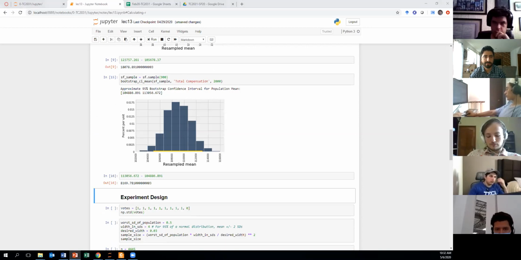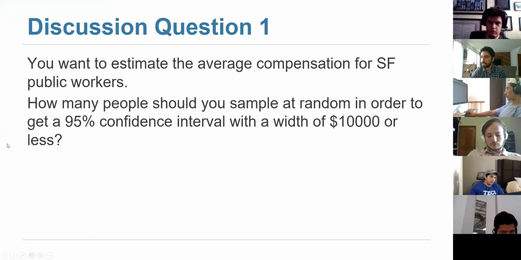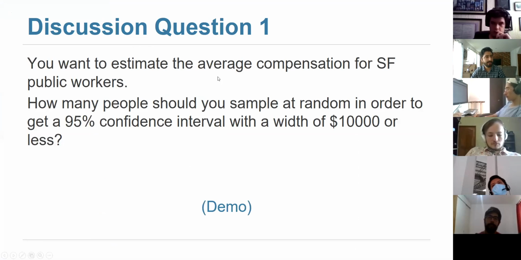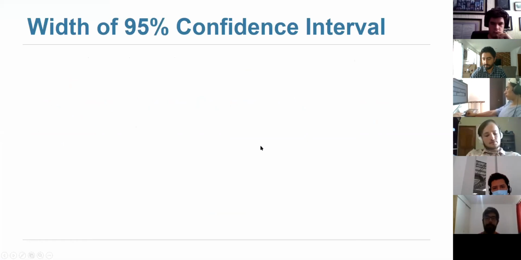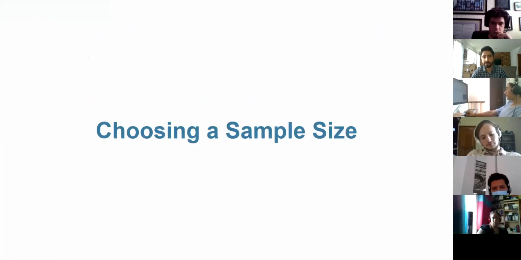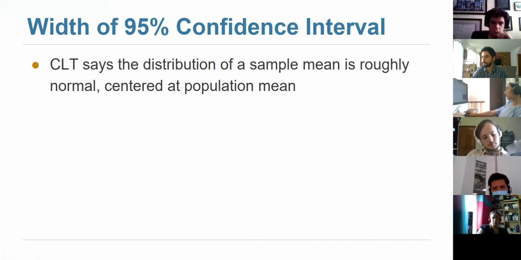Okay, let's go back to the slides. So what I did here, I took the 200 samples, I calculated, then I saw no, it doesn't satisfy. It's like two times the range that I want, the width that I want. So I basically increased my sample size to satisfy these conditions. So let's talk about choosing a sample size.